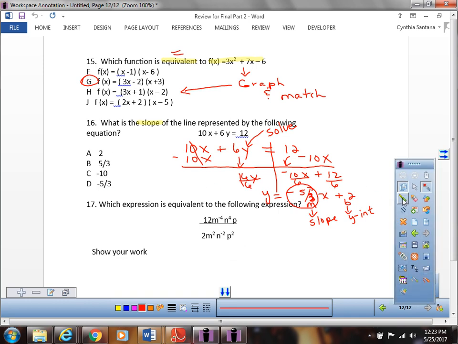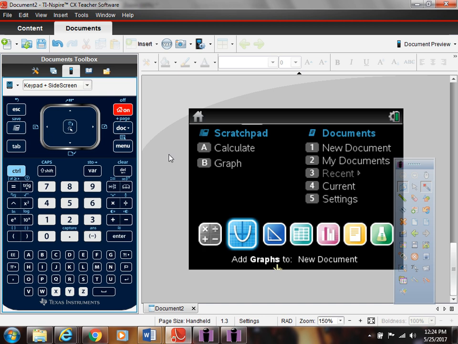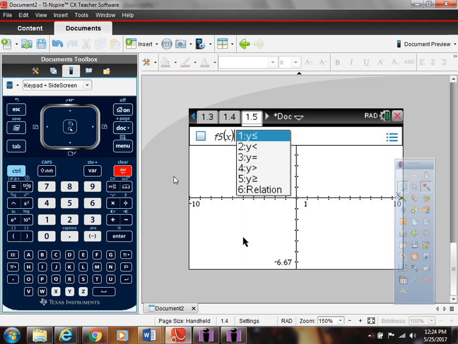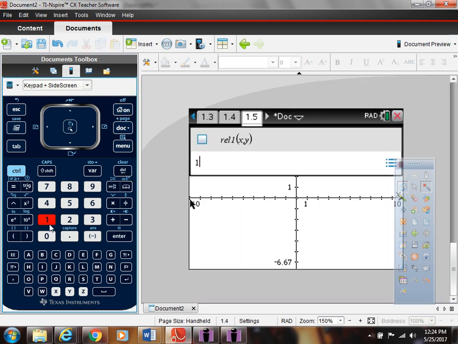Now in the calculator, if you forget how to do this, the calculator is menu 833. If you want to write this down, for those of you who have trouble solving for y, all you need to do is graph it. Let me show you real quick. You're going to have to use relations on this one. All you do is graph it, and then go to menu 833.